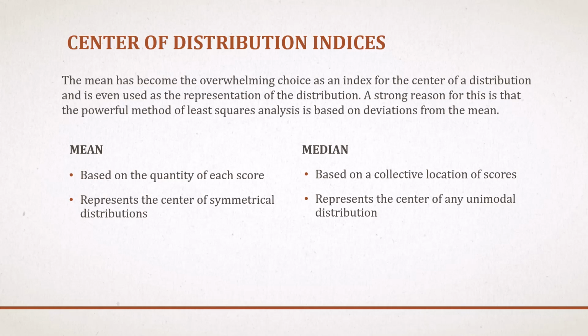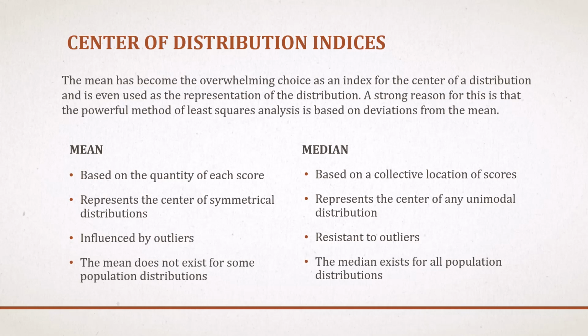It is well known that when we have skewed distributions that we should look at the median rather than the mean, yet the mean continues to reign as the most popular center of distribution index. The mean is influenced by outliers, no matter what the cause of those outliers: error of measurement, error of data entry, or just cases that are unlike the other cases in the data. The median, by contrast, is resistant to outliers. The mean does not exist for some population distributions. The median exists for all population distributions.